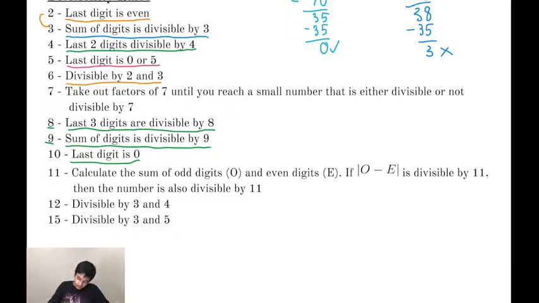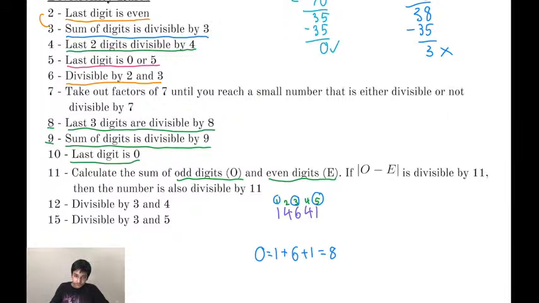So for example, if we take the number 14641, what we do to find whether this number is divisible by 11 or not is we number the digits. So this is the first digit, second digit, third, fourth, and fifth digit. So we find the sum of the odd-numbered digits and the even-numbered digits, not the odd and even actual digits. So the odd-numbered digits are the first digit, third digit, and fifth digit. So 1 plus 6 plus 1. The odd sum is equal to 8.